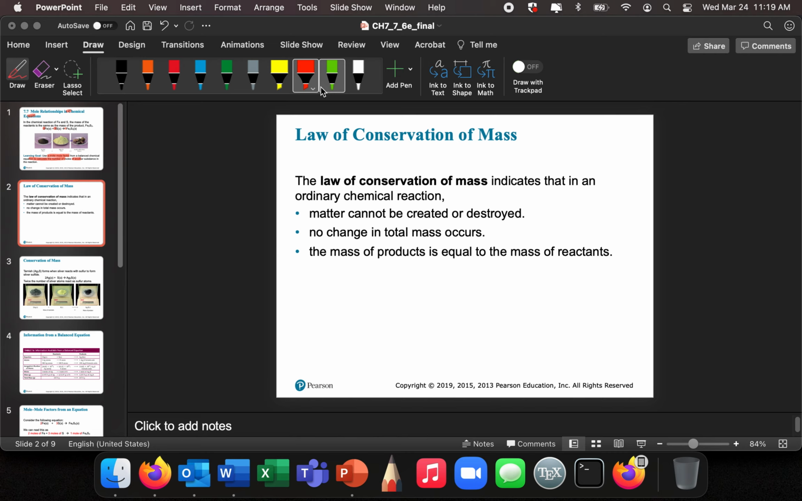Now we do need to point something out here: the law of the conservation of mass says that matter cannot be created or destroyed, and that no change in total mass occurs. The mass of the products is equal to the mass of the reactants, right? And so we're going to assume all along that in any balanced chemical reaction, what we start with in terms of mass is what we're going to end with, right?